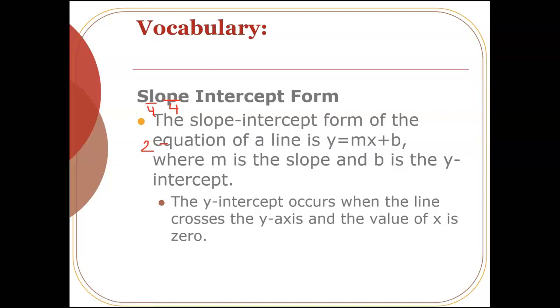All right, so slope-intercept form, that's the form of an equation of a line, y equals mx plus b, where m is the slope and b is the y-intercept. If you recall from Friday, the y-intercept occurs where the line crosses the y-axis, and the value of x is 0.